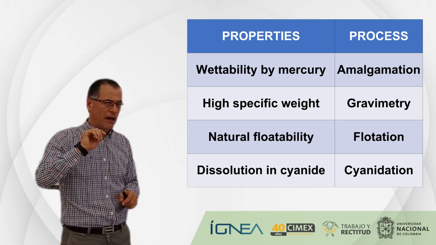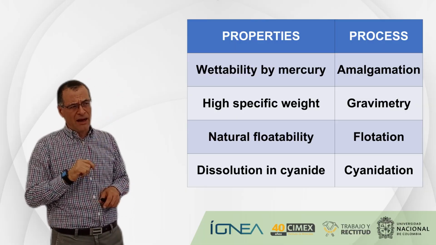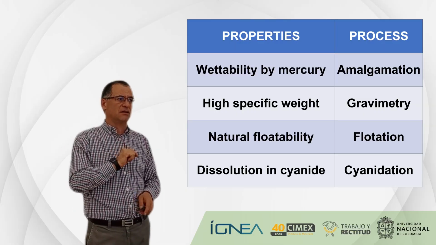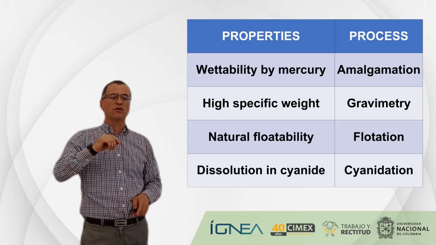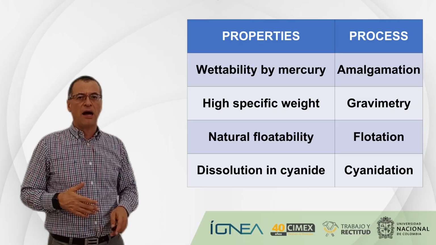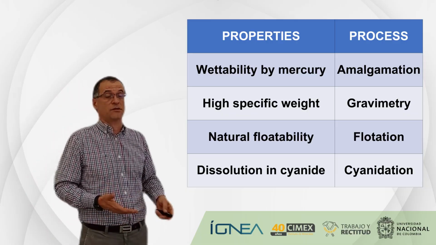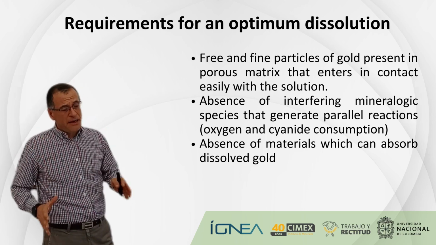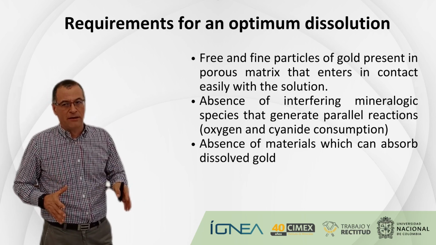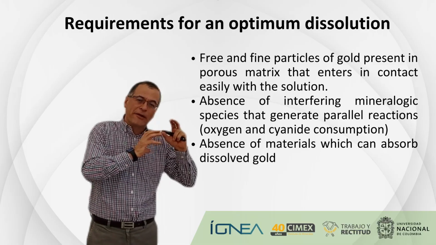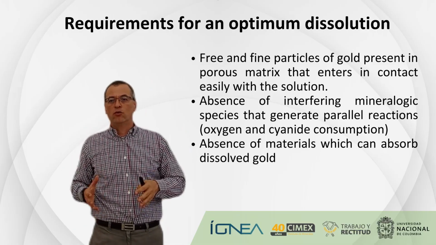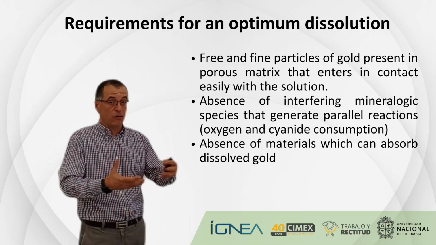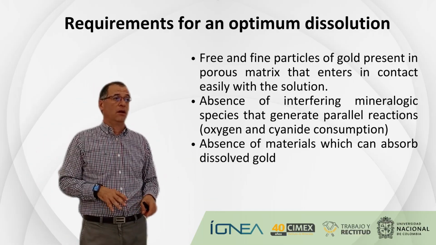Here I want to highlight the dissolution in cyanide. This is one of the characteristics of gold. That's why it's possible to use the cyanidation process as a very successful method to obtain the gold. Okay, here we need to define the requirements to obtain the gold, the main characteristics that we need in order to obtain it.